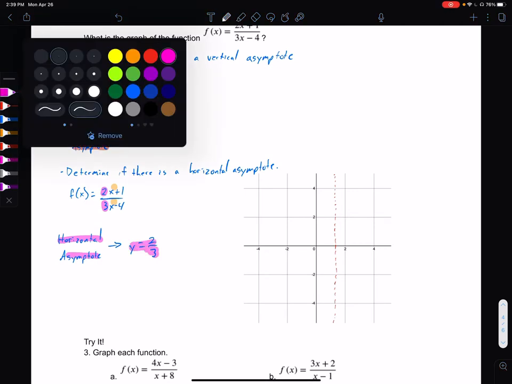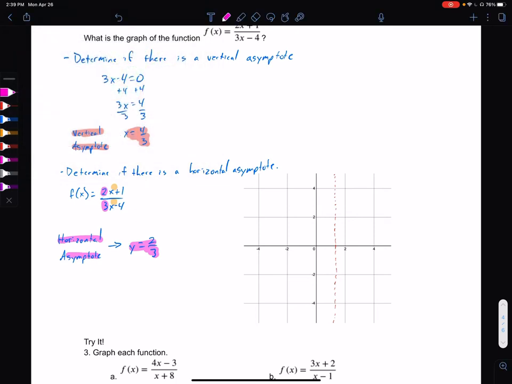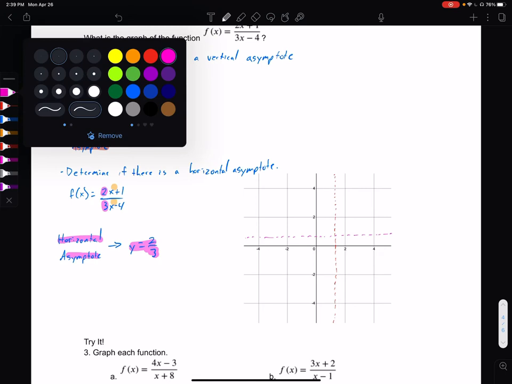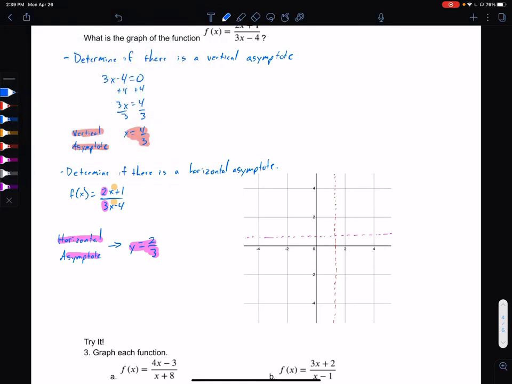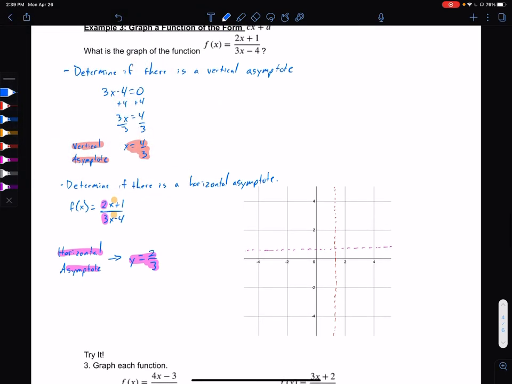And let's just sketch that. 2 over 3 is going to be somewhere between 0 and 1, kind of close to the x-axis. So let's say somewhere about here. Again, it's not going to be perfect, but this is the general idea. We're just drawing a sketch right now. Okay, so we have both the vertical and horizontal asymptotes, and now we need to figure out how to graph this.